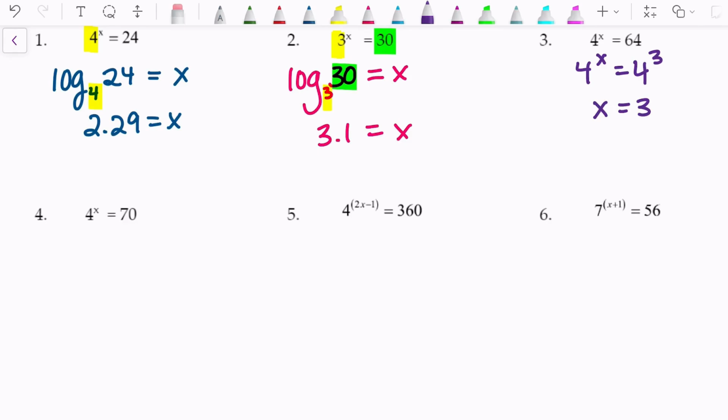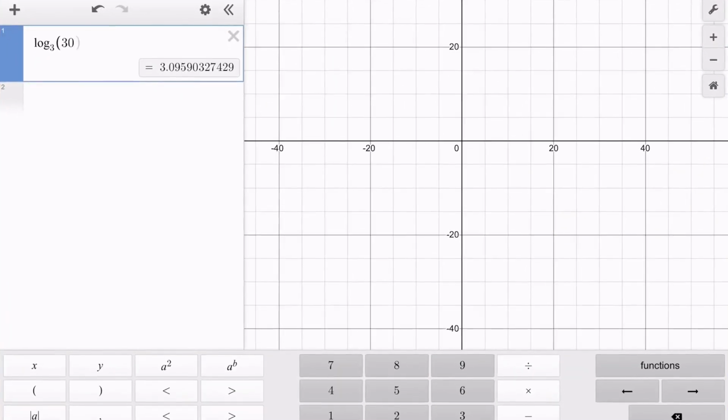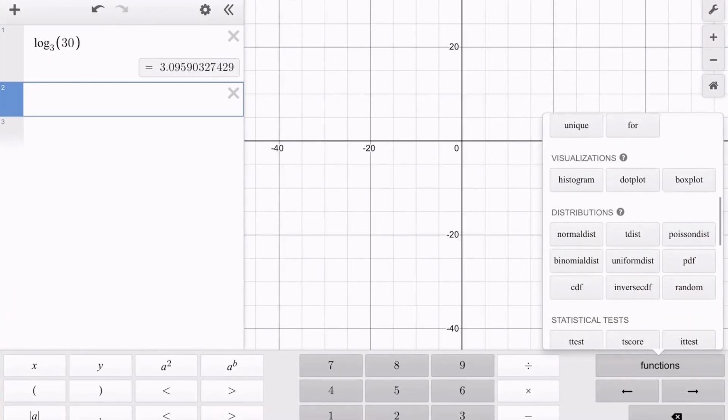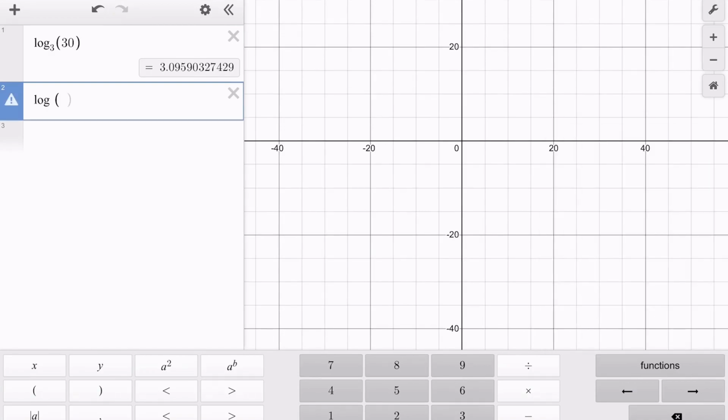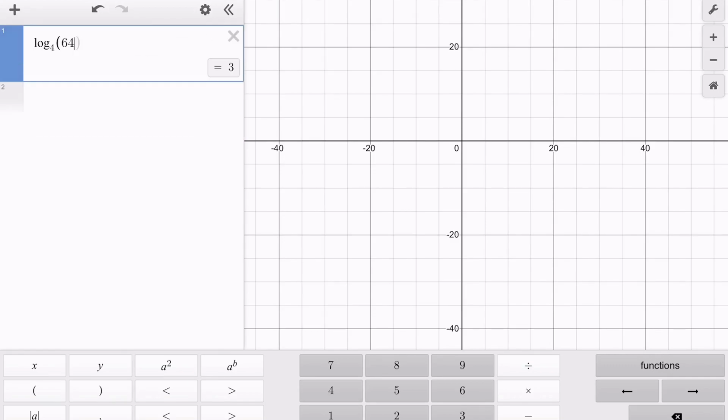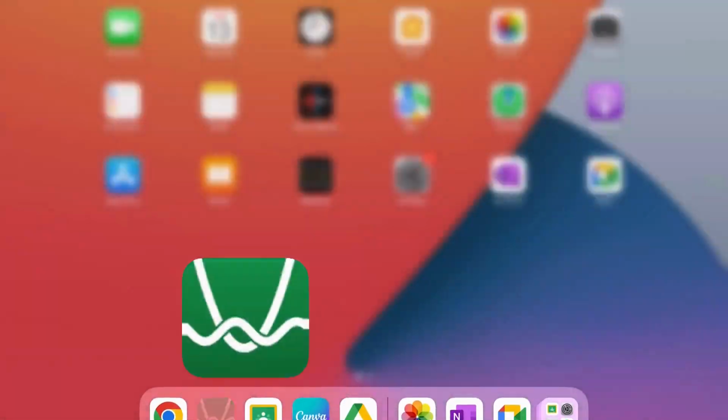So if I wanted to check this with the calculator, then I could do log base 4 of 64. So I can do log base 4, 64, and it will also give me 3. So this works when you have whole numbers or not.